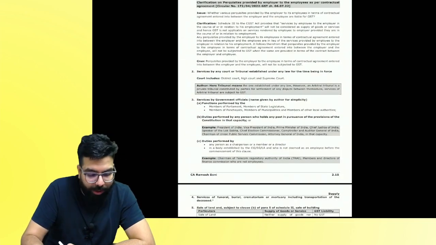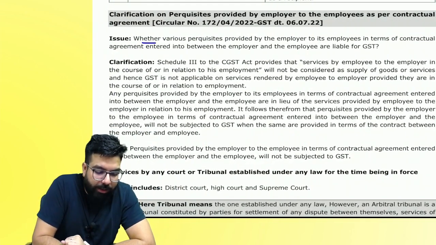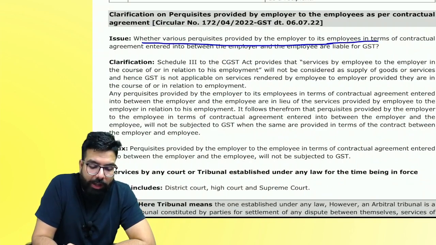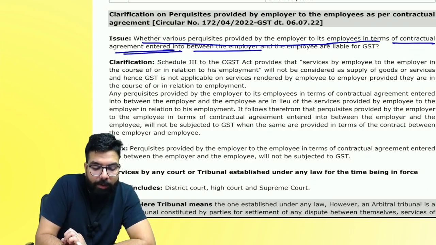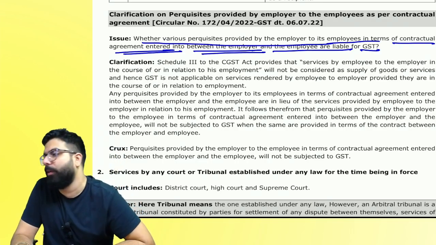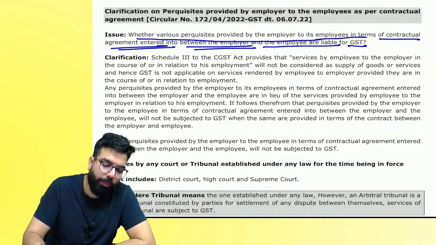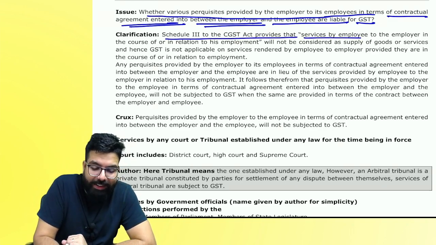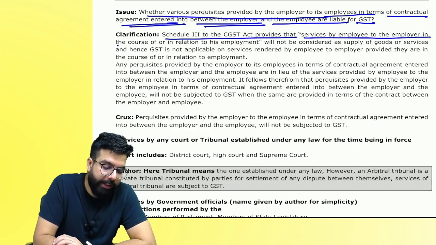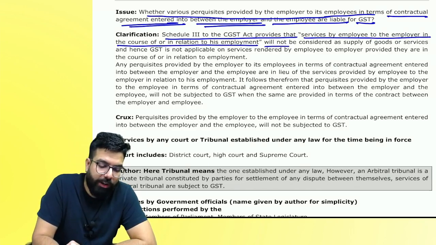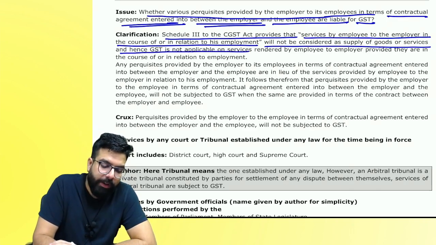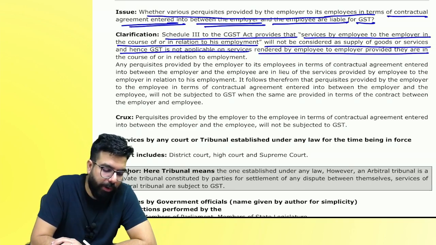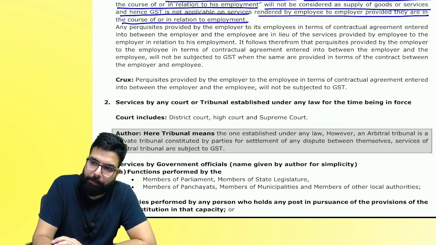So this circular is over here. This circular is there in your textbook also. I'll show you once. Whether various perquisites by the employer to the employee in terms of contractual agreement between employer and employee are liable for GST. It's on page number 2.15. You don't have to go, you can listen. Schedule 3 provides that services by employee to employer in the course of or in relation to employment will not be considered as supply of goods or service, hence GST will not be applicable on the services rendered by employee to employer if they are in the course of employment.